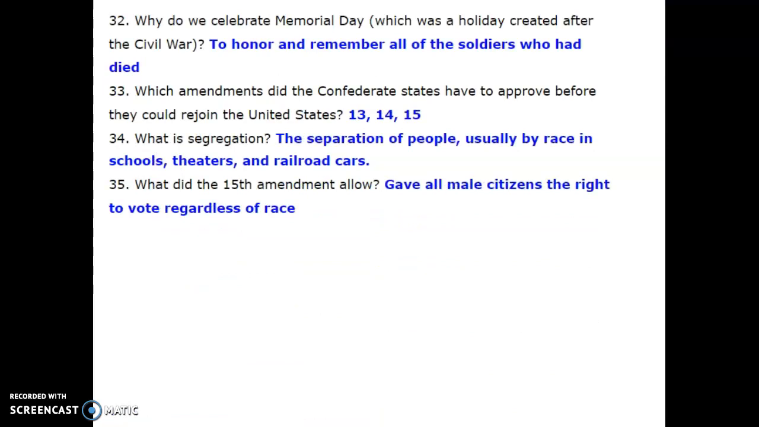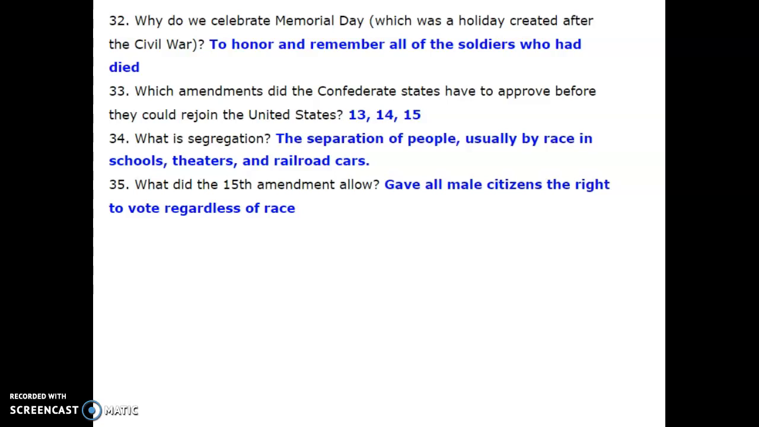Number 32, why do we celebrate Memorial Day? It was a holiday created after the Civil War to honor and remember all of the soldiers who had died. Number 33, which amendments did the Confederate States have to approve before they could rejoin the United States? So over a process of about 12 years, and that's how long the Reconstruction period lasted, states could not re-enter the Union unless they approved the 13th, 14th, and 15th Amendments.